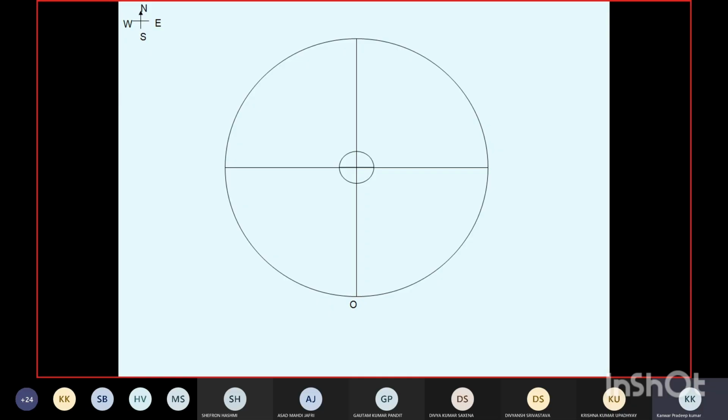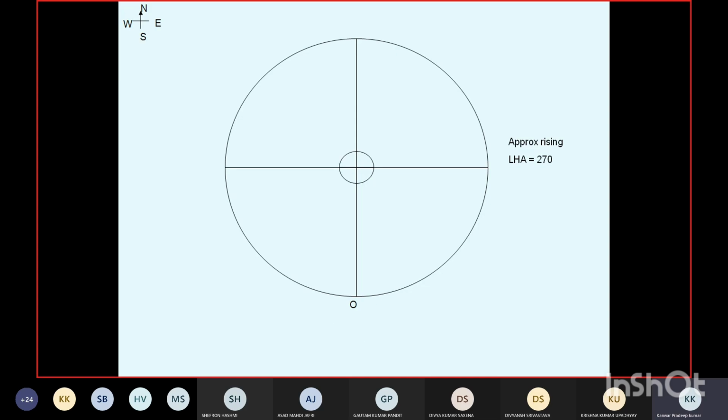So once again, we have the meridian passing through the observer. What is that small circle in between, gentlemen? That is the pole. That is the North Pole, which is not mentioned here.